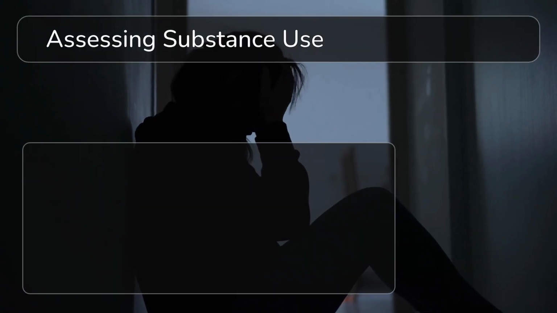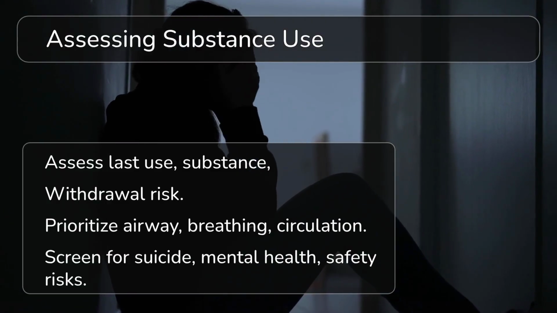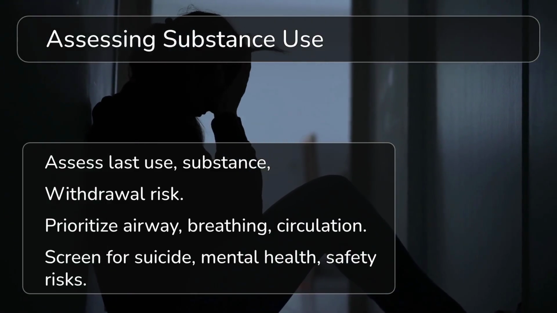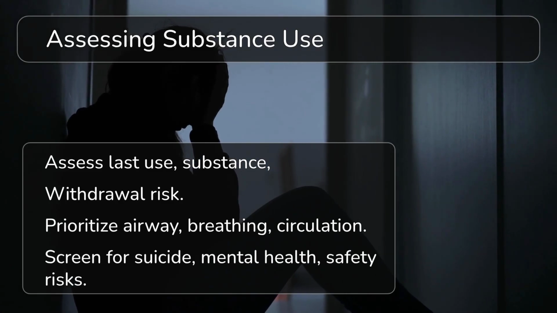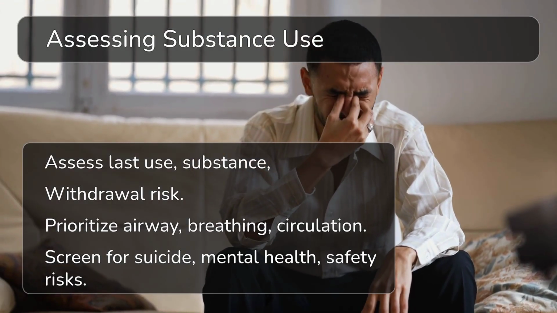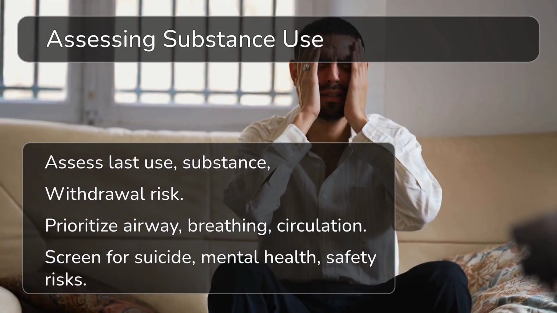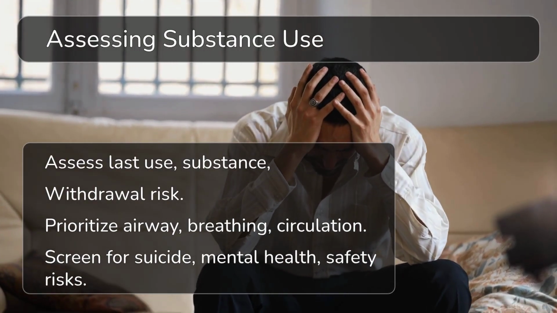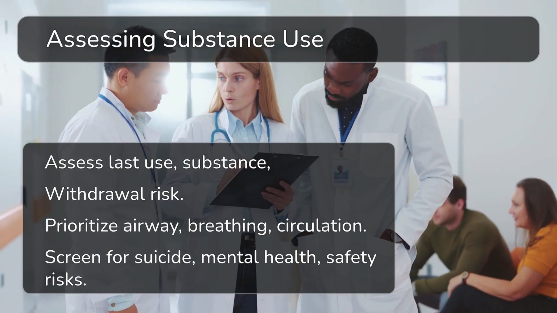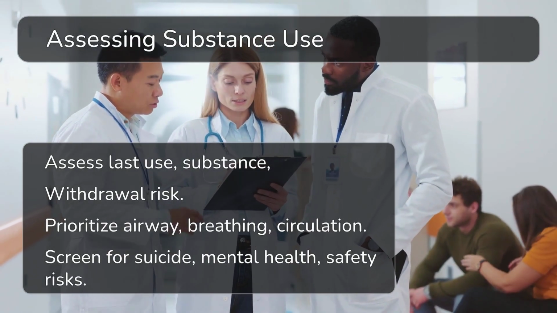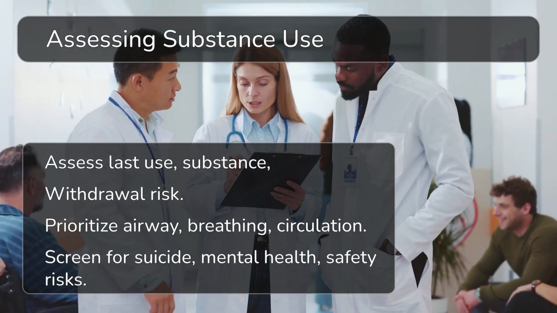When you are assessing a patient with suspected substance use, ask: when was the last use? What substance was used? Is the patient at risk for withdrawal? Assess airway, breathing, circulation, screen for suicide risk, assess for co-occurring mental health concerns. Evaluate safety risks. Safety always comes first. Airway first, then stabilization, then long-term planning. Assessment should not delay urgent treatment. If a patient is in withdrawal or suicidal, you address that immediately.